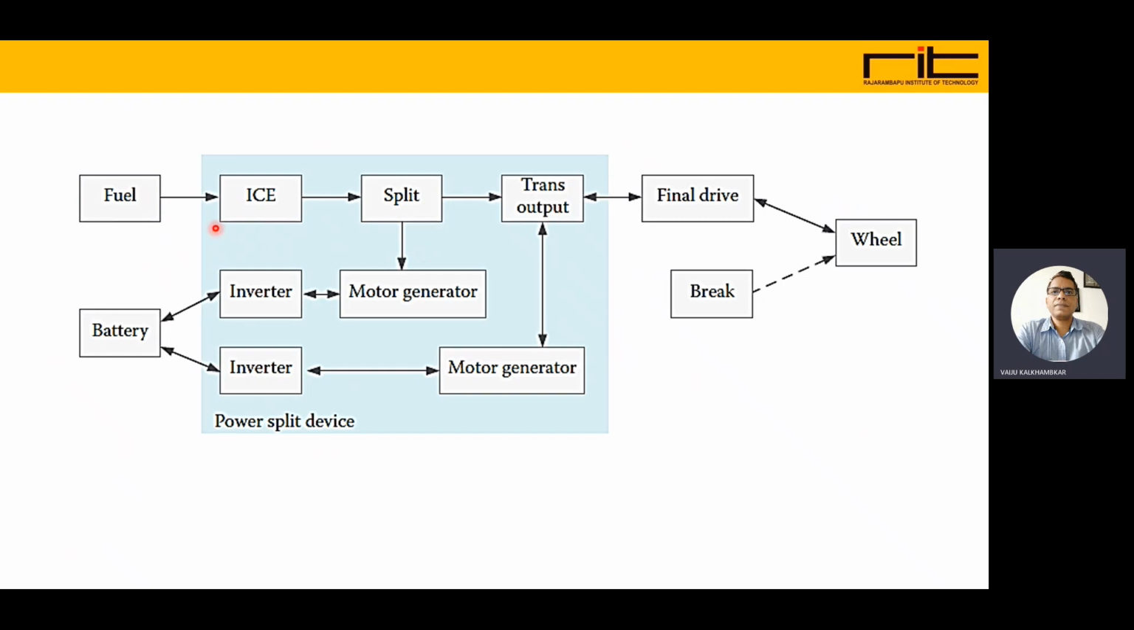Or for the series mode, the IC engine will not directly give mechanical input to the transmission, but the IC engine will give input to the split, and it will give input to the generator. Then the generator will feed the battery via this inverter, and then the battery will give input to the motor generator, that is the motor, and then it will have the final drive. So this is how it can work either in series or in parallel mode as per the requirement.